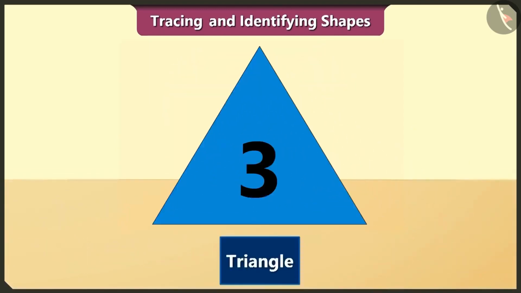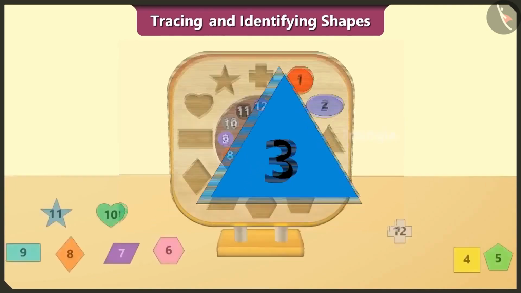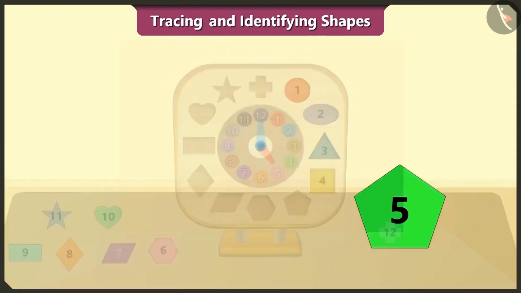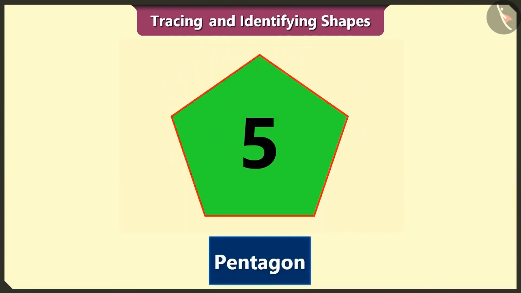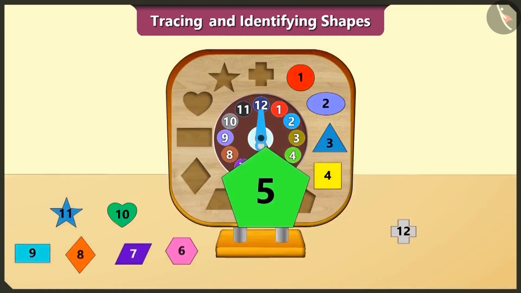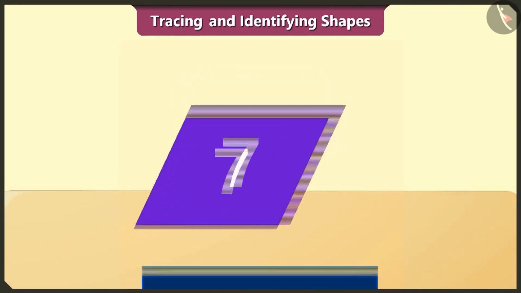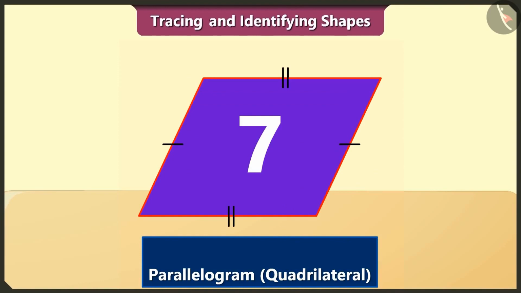The triangle is third in order. A triangle has 3 sides. The square is fourth in order. The lengths of all its 4 sides are the same. The 5-sided pentagon is fifth in order. The 6-sided hexagon is 6th in order. The 4-sided quadrilateral is 7th in order.